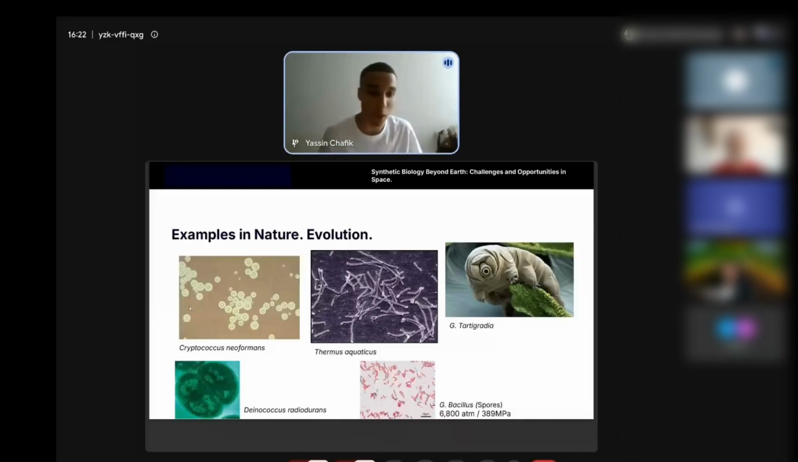So you can see Cryptococcus neoformans, which has a high capability of forming endospores. Thermus aquaticus, from which we have taken genes to tolerate high temperatures as an extremophile. Deinococcus radiodurans, which is amazing for radiation, and the genus Bacillus for the spores. Here you've got them with malachite green, and as you know, the tardigrades, which are also known as water bears, that we have used right now.